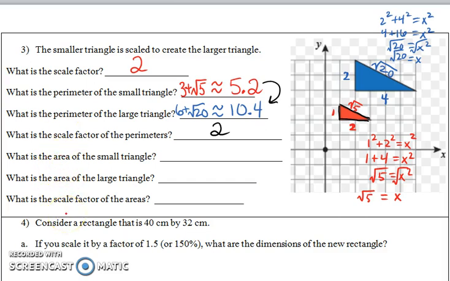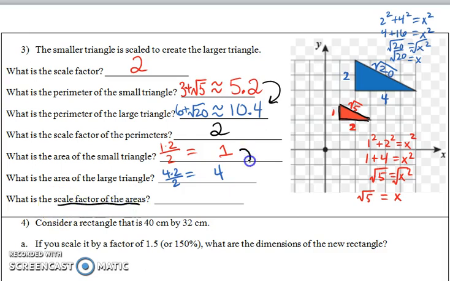So let's try now doing this for the area. Area should be quicker. Area is just base times height divided by 2. So for the small triangle, base times height divided by 2 gives you an area of 1. For the bigger triangle, base times height divided by 2. I'm sorry, I meant to do that in blue because it's a blue triangle. Base times height divided by 2. That gives you 4.